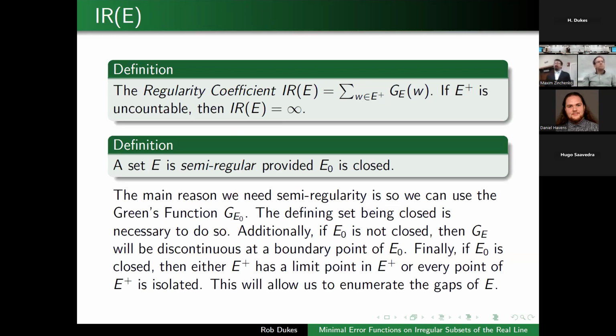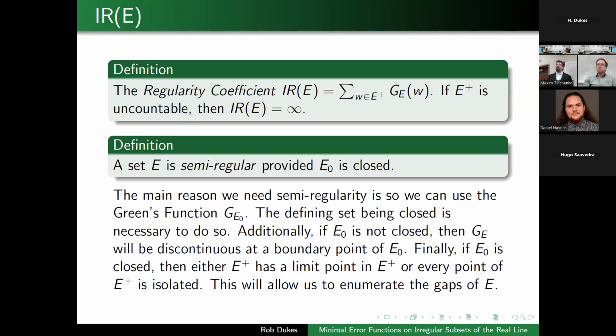So I came up with it in the regularity coefficient. It turns out you just add the Green's function value at every point where E is positive, at every point in E plus. And if E plus is uncountable, then we'll just by definition say it's infinity. And we came up with this other idea called semi-regularity, which is that the E naught part, the part where it's zero, is closed. This avoids a lot of pathological cases.